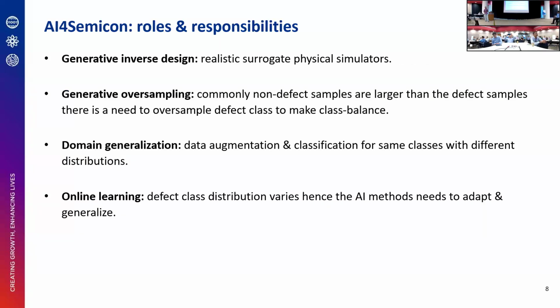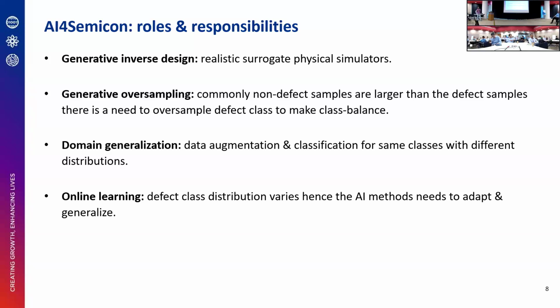Now, how can AI play a role? This is some of the work our team did in the past, bringing in approaches, especially generative techniques, which we adopted to make surrogate physical simulators more realistic. This is one of the approaches we explored in the past, mainly on inverse design, where we use generative techniques, and also for oversampling. This is quite important and also challenging in an industry setup.